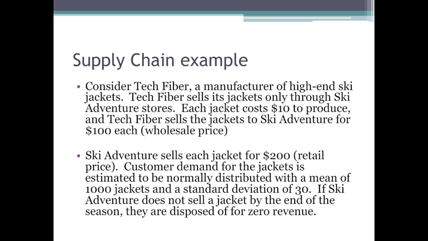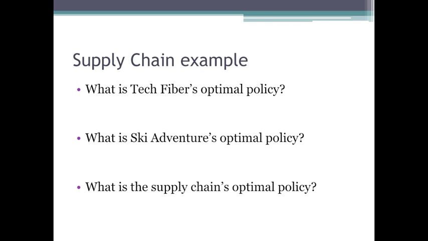Let's take another problem. This one we're going to work through for the simple reason that the effects are fascinating. At any rate, consider Tech Fiber. They make high-end ski jackets. They sell these jackets only through Ski Adventure stores. Each jacket costs them $10 to make, and they sell the jackets to Ski Adventure for the wholesale price of $100 each. Ski Adventure then sells each jacket for $200, its retail price. Customer demand for the jackets is estimated to be normally distributed with a mean of 1,000 and a standard deviation of 30. If Ski Adventure does not sell a jacket at the end of the season, it is disposed of for no value.